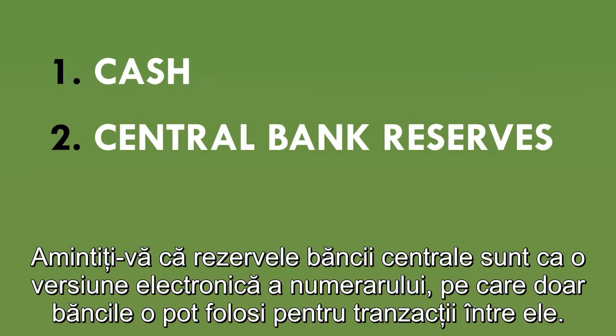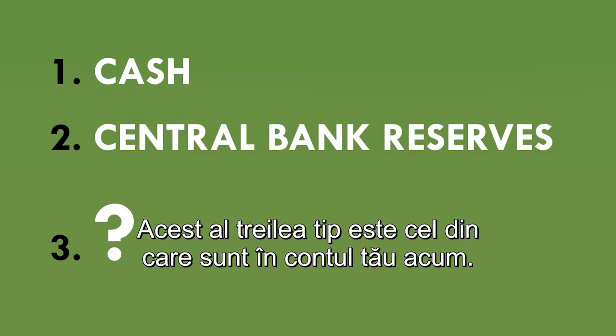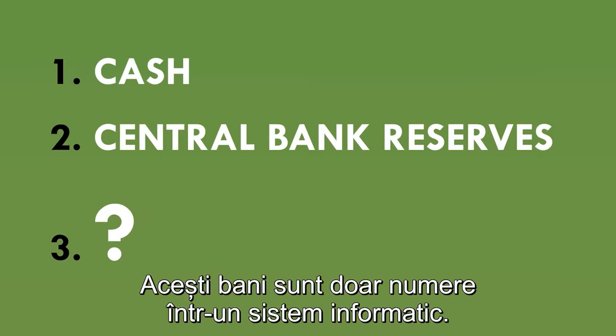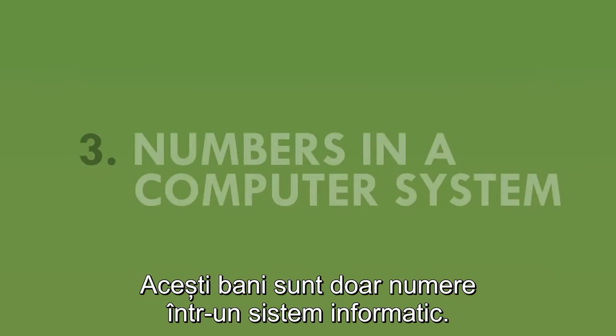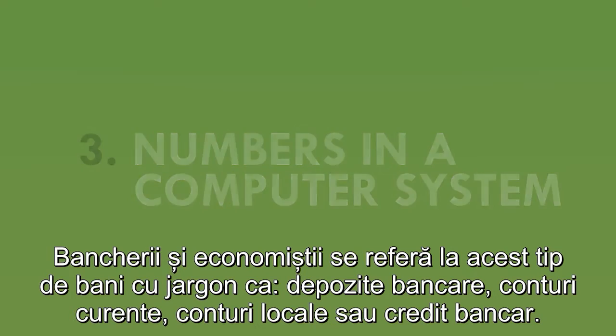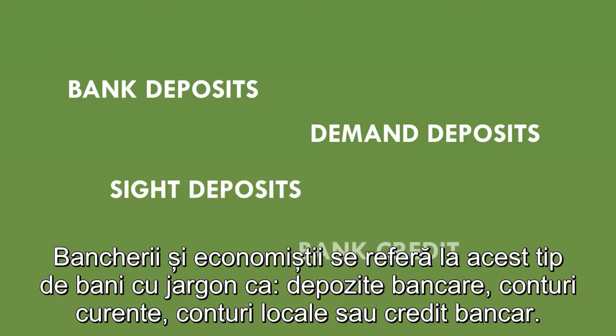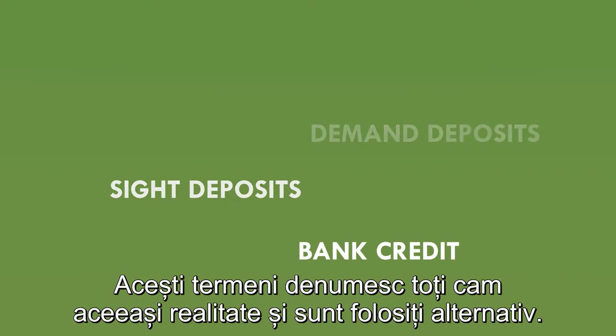Remember that central bank reserves are like an electronic version of cash that only the banks can use to make payments between themselves. The third type of money is a type of money that isn't created by the Bank of England, the Royal Mint, or any other part of government. This third type of money is the type of money that's in your bank account right now. This money is just numbers in a computer system. Bankers and economists refer to this type of money with jargon such as bank deposits, demand deposits, sight deposits, or bank credit. These terms all pretty much mean the same thing and are used interchangeably.